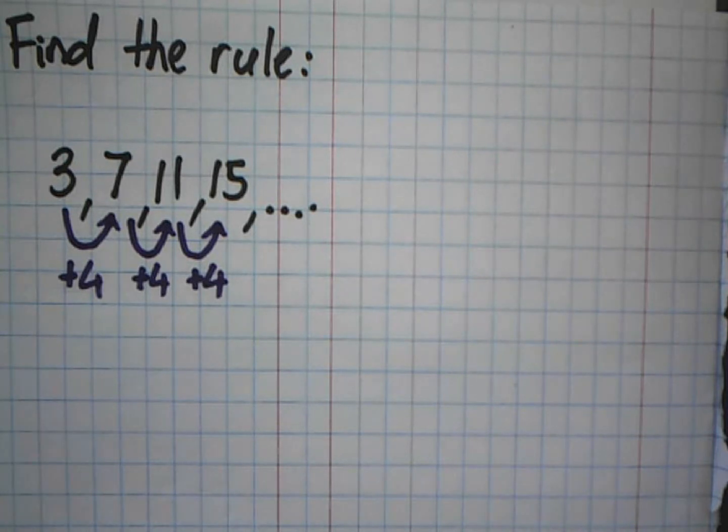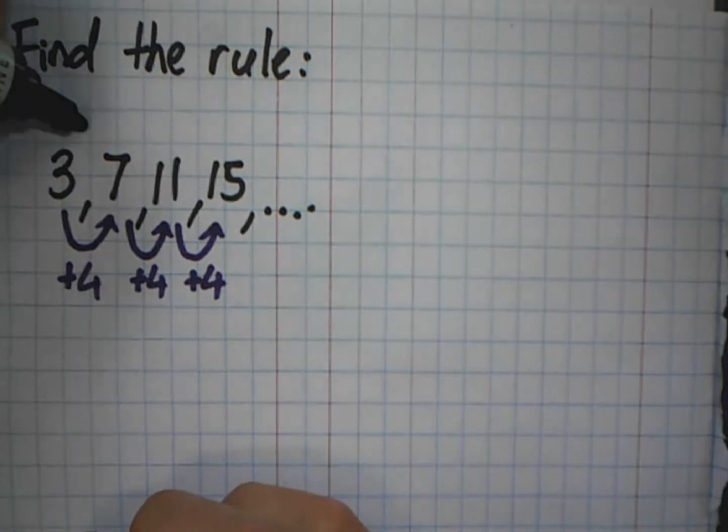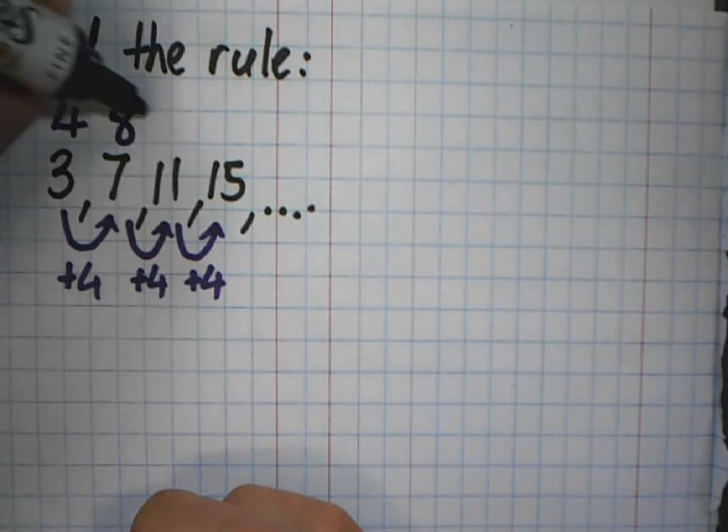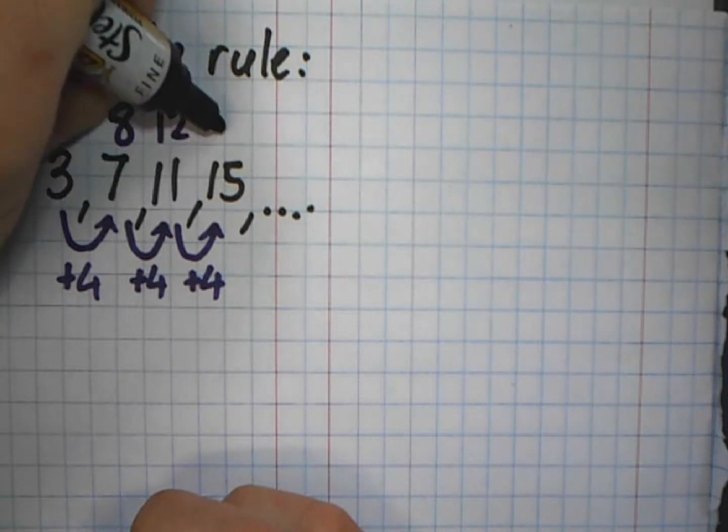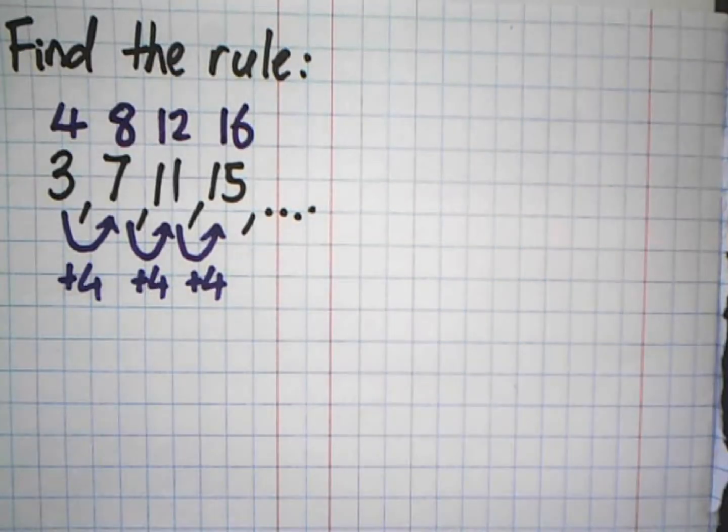So if it's going up by the same amount each time, we usually compare it to a set of times tables. So this is going to be the 4 times tables because the 4 times tables go up in 4s. So here are my 4 times tables. You've got 4, 8, 12, and 16.